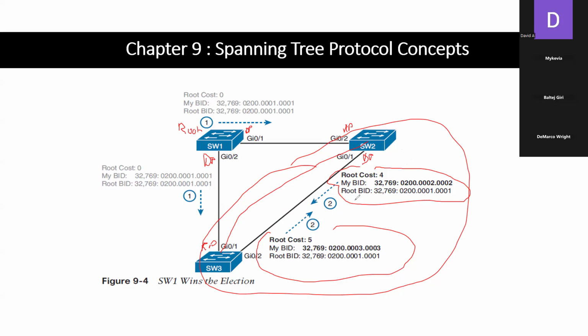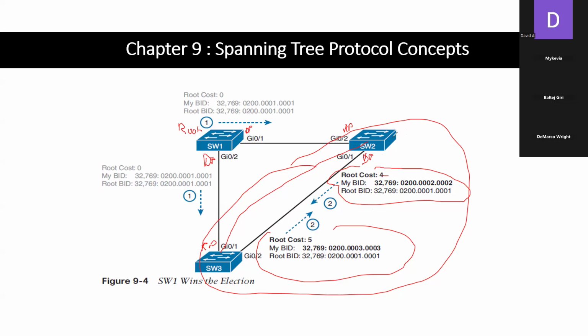Whoever has the lowest cost wins the election and becomes the designated switch. Switch 2 has the lowest cost of 4, right? So now that port on gigabit 0/1 is going to become a designated port. It's going to be in forwarding, and the switch is going to become a designated switch. Okay, it's no longer a non-root switch within the topology. It is a designated switch, which leaves us with switch 3.